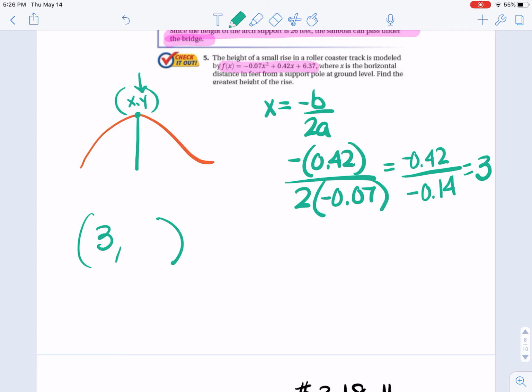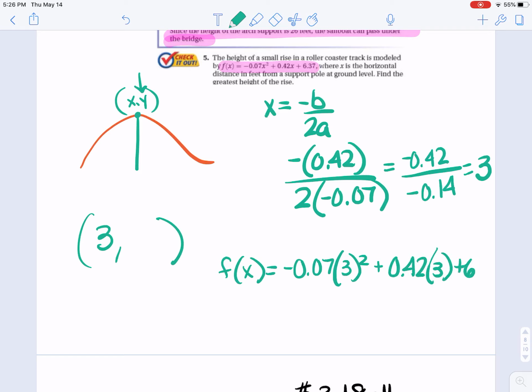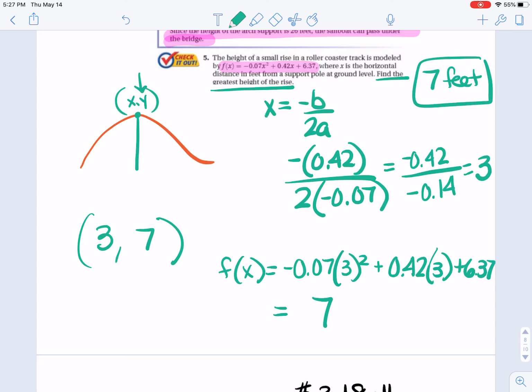So now I'm going to take 3 and plug it back into this equation. 3 squared, and this comes out to, surprisingly, with all the crazy decimals it has, when I type that in my calculator, I get 7. So they want to know the greatest height of the rise, and the answer is 7 feet. I don't even care if you put the feet, you can just put 7.